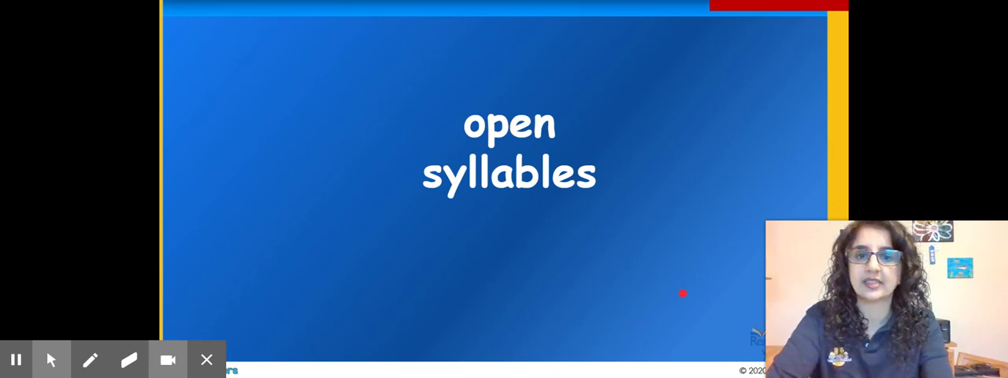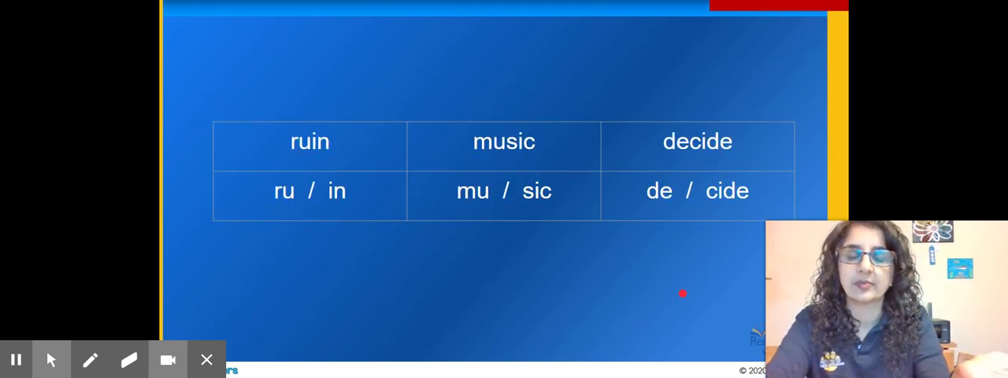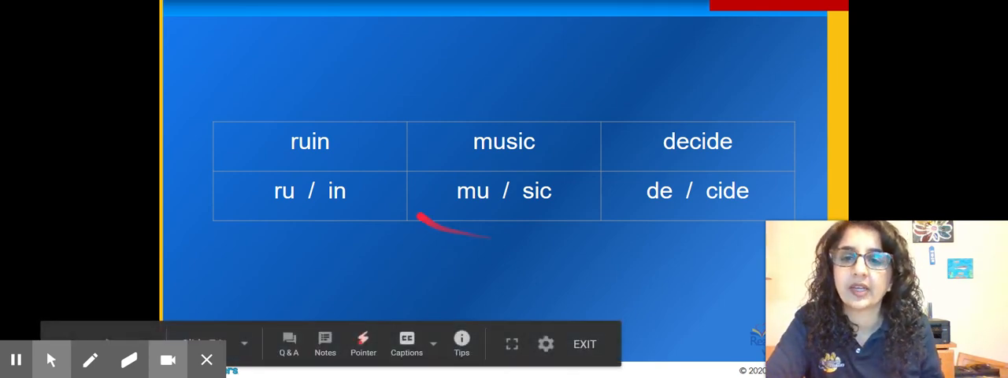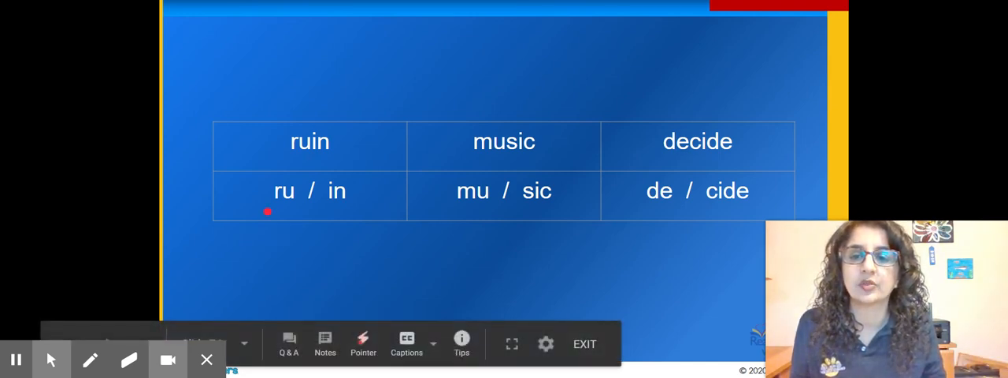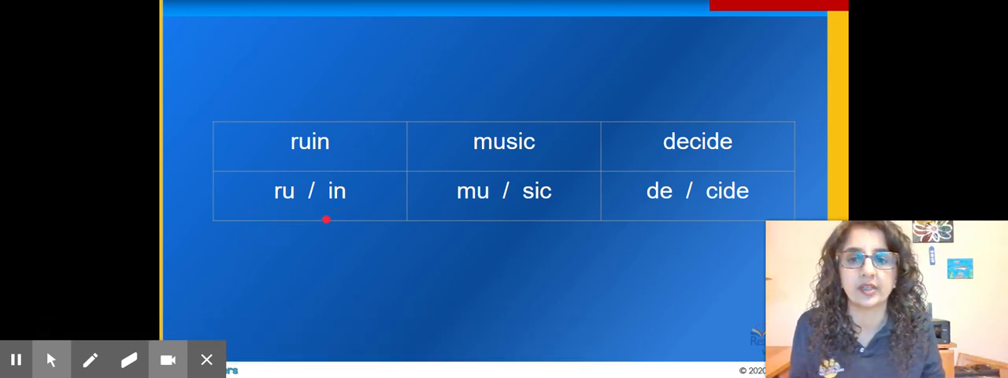Now these are easy peasy. You guys have already been practicing these. Open syllables. What is an open syllable? It's a syllable that ends in a vowel, right? So here we have a word that maybe you don't quite know how to pronounce. So you put your fingers on the vowels, split them apart. Okay. And this is ruin, ruin.